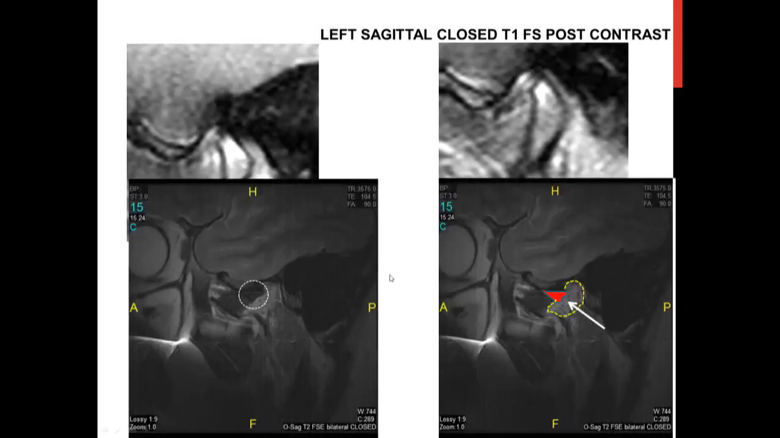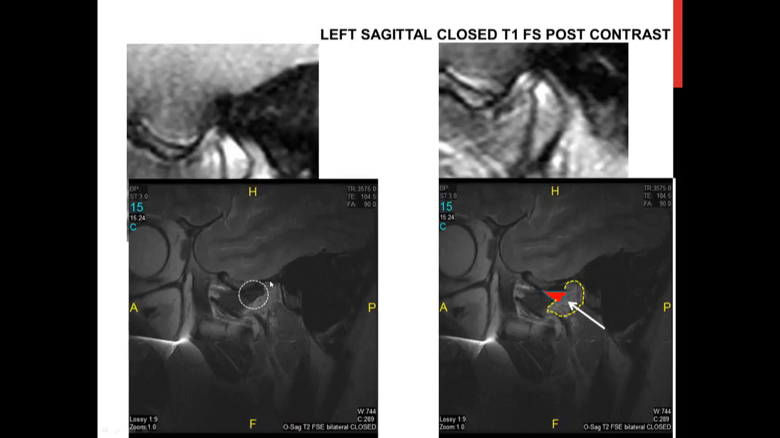Not only is there disc displacement going on here, but there's also condylar displacement going on here. If I take a look at a different patient who has a few autoimmune diseases going on, among them vasculitis, on the left side you'll notice that I have circled the condyle. Notice how small it is, but this is a closed position, and look at where the condyle is.